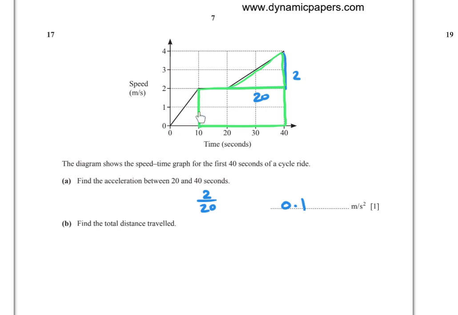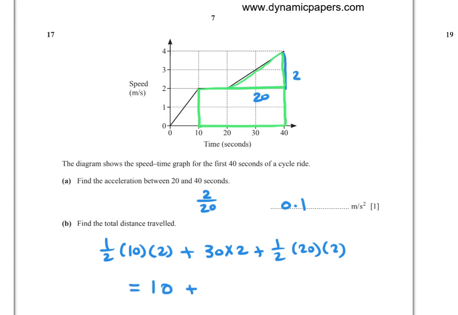Area for this triangle, half times base times height. So half times 10 times 2, plus area for this rectangle from 10 to 40, 30 times 2. So 30 times 2. Area for this triangle, half times 20 times 2. So equals 10 plus 60 plus 20 equals 90 meters.